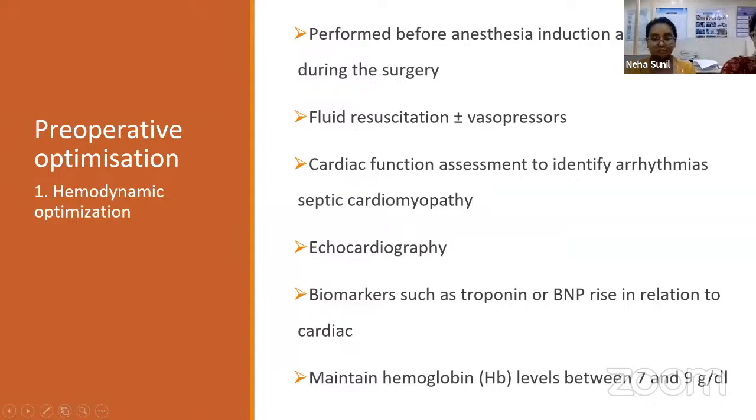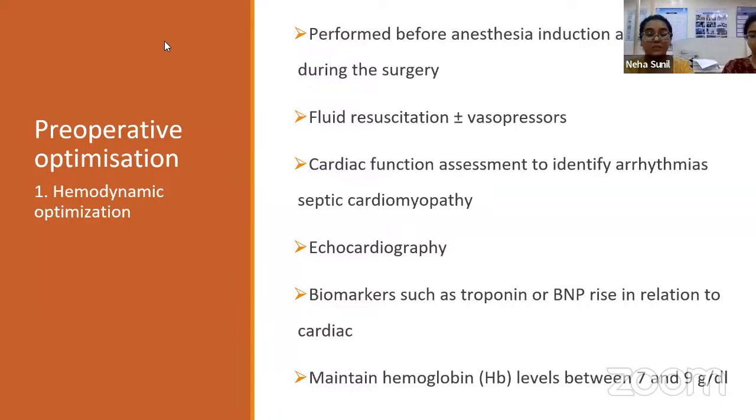Then fluid resuscitation, as we have discussed before: 30 ml per kg body weight fluid should be administered in the first 3 hours, and further fluid should be based on dynamic fluid responses and addition of vasopressors within the first hour. While we are resuscitating the patient, if the etiology of the shock is still unknown, we can do cardiac function assessment to identify septic cardiomyopathy if there is any, and we can also use echocardiography or biomarkers to come to conclusions for the same.